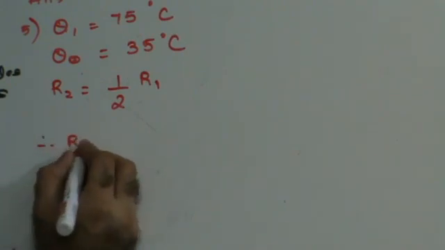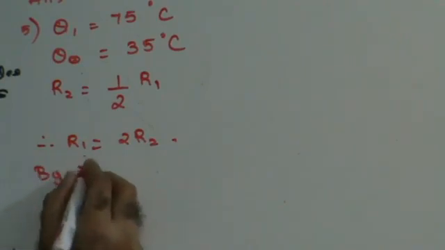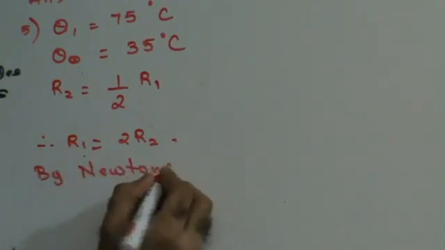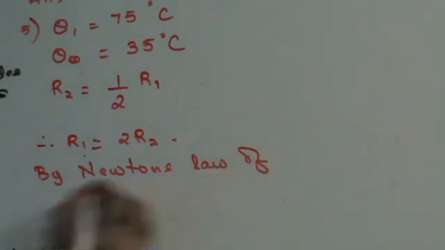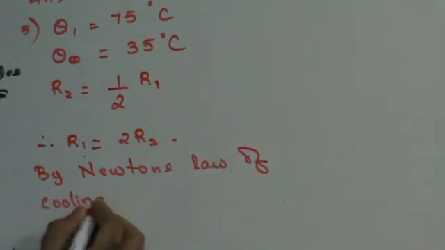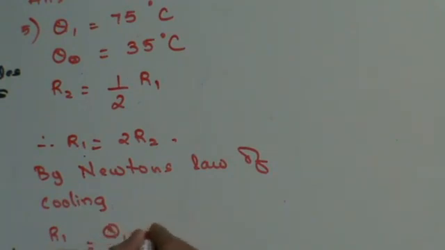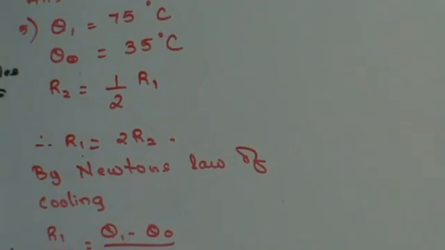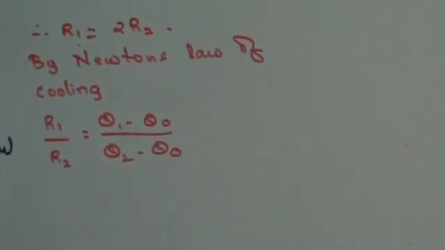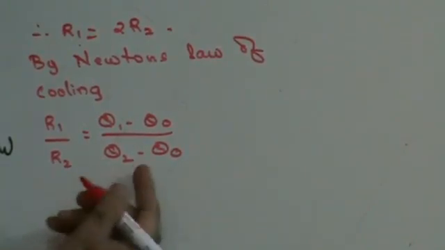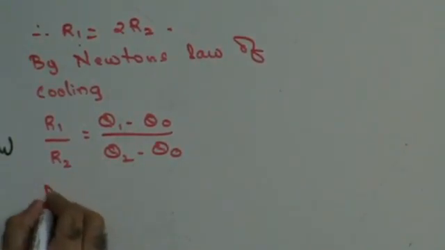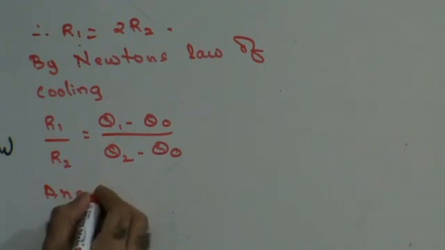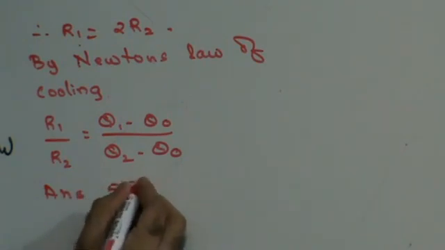So straight away I could say that R1 is twice R2. Apply Newton's law of cooling. Newton's law of cooling is R1 upon R2 is theta 1 minus theta 0 upon theta 2 minus theta 0. Right? You can find out theta 2. You should be able to get the answer for this. The answer for this should be 55 degrees Celsius.